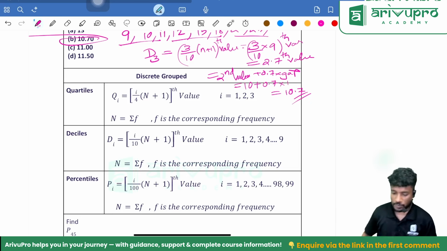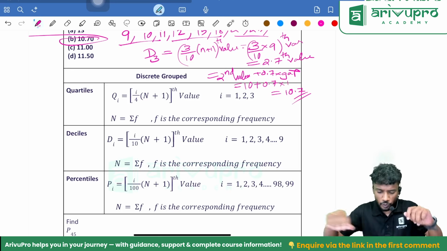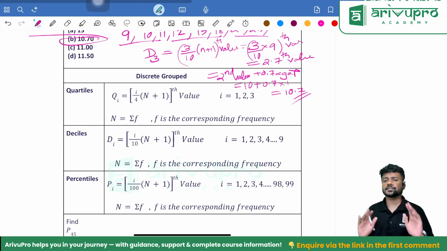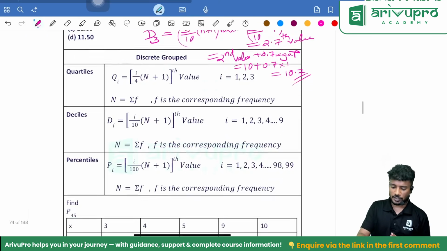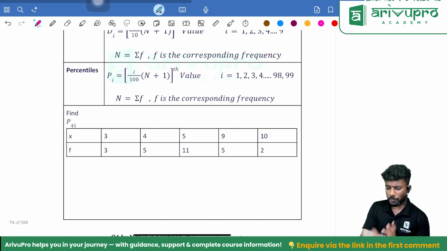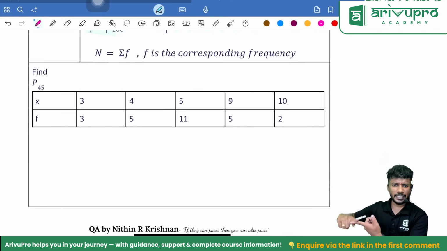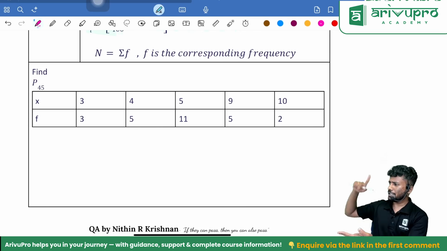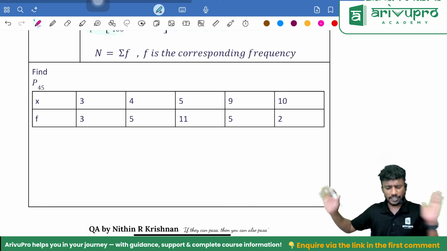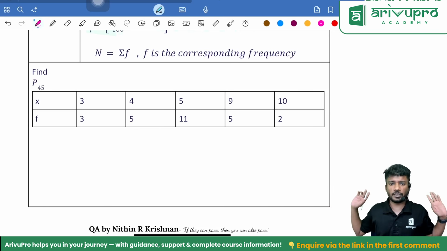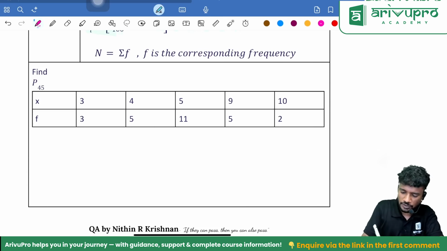Yes. So discrete group data, the formulas are same, but the method will differ. I'll show one example. For median also same is applicable. Just look at the question. So whenever we are going for grouped data in terms of median, percentile, decile, quartile or anything, we need to know the cumulative frequency. That is the first step. What is the first step?